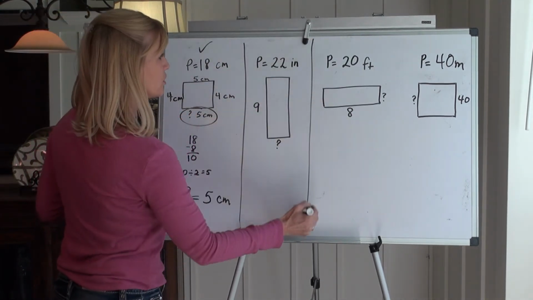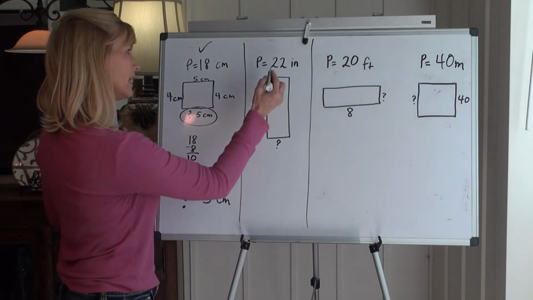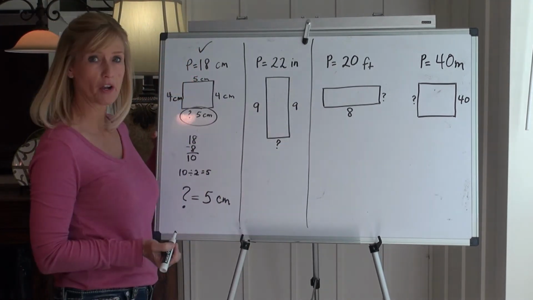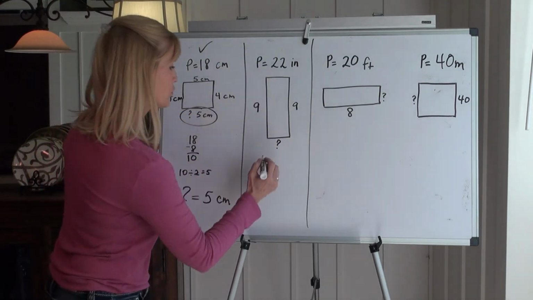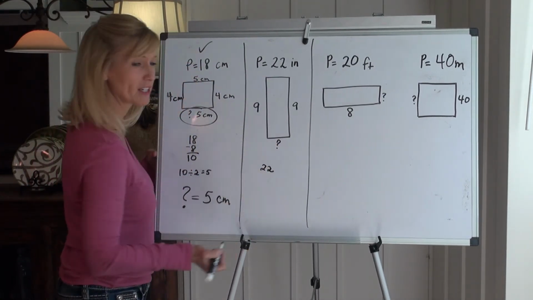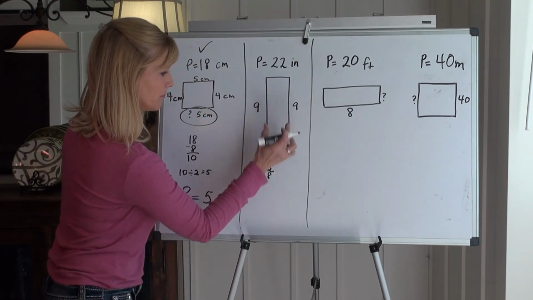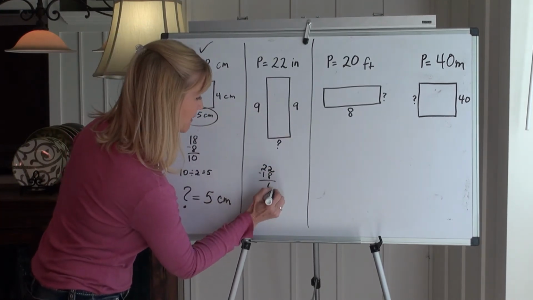Perimeter is 22. So let's look. 9 is on this side, so I know 9 is going to be over here. That's easy. So I'm going to come down here. I'm going to take my total perimeter all the way around. I'm going to take 18 of it out, and that leaves me 4.